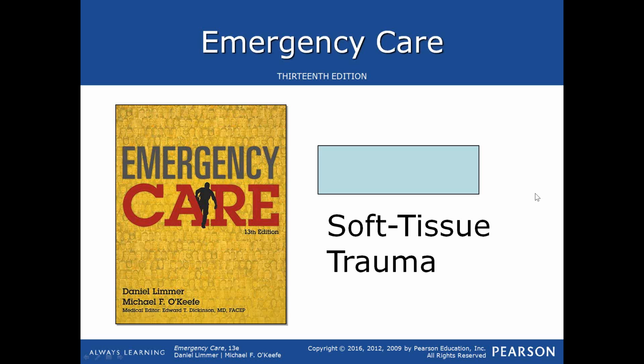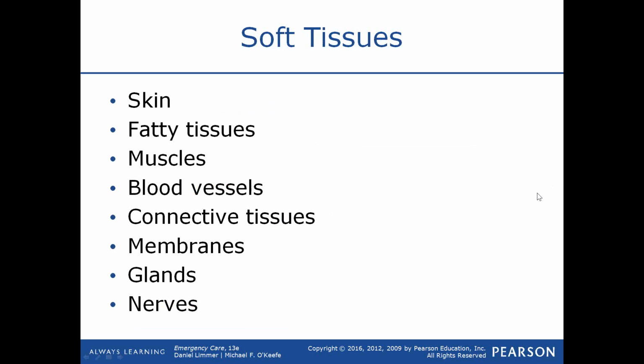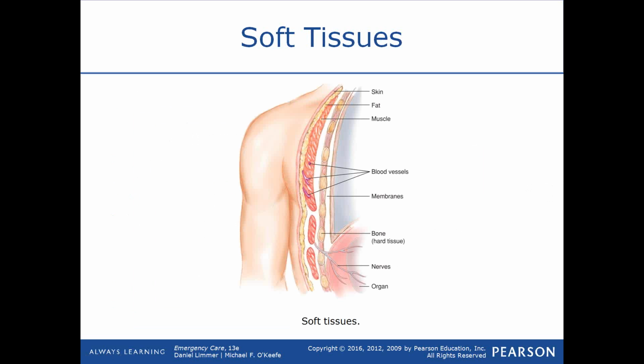All right. We're going to talk a little bit about soft tissue trauma. Soft tissue, of course, refers to the skin, muscle, ligaments, tendons, all those sort of things. So soft tissues are skin, they're fatty tissues, they're muscles, they're blood vessels, connective tissues. Connective tissues would be your ligaments and tendons, membranes that surround your muscles, glands, nerves, all the things that are found in your layers of skin.